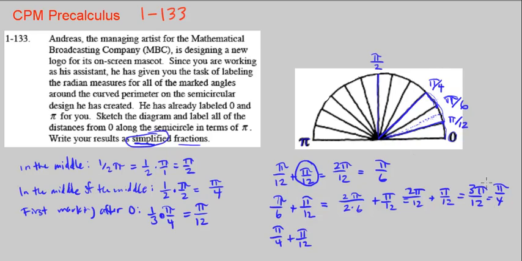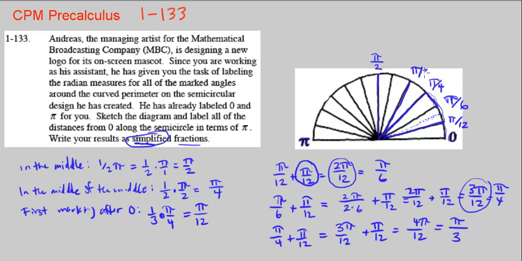So pi over 4, I'm going to look over here, was 3 pi over 12, just like pi over 6 was 2 pi over 12. So I'm going to use the unsimplified version to keep the same denominator. And I get 4 pi over 12. I can divide the numerator and the denominator by 4, and I get pi over 3. So this marking is pi over 3.